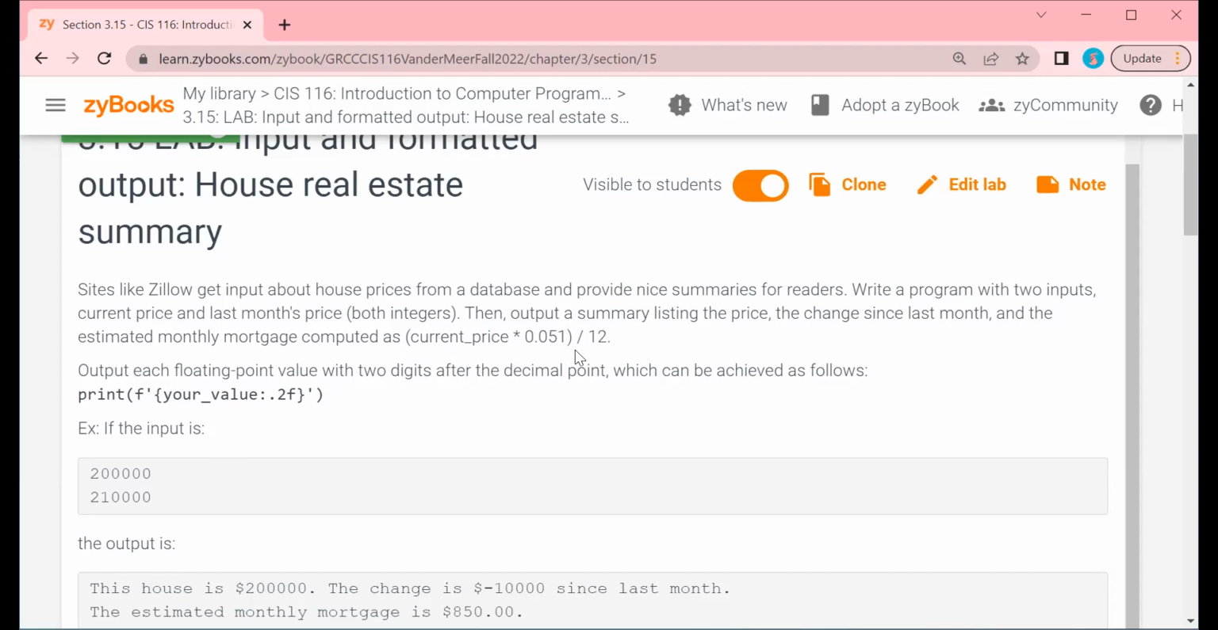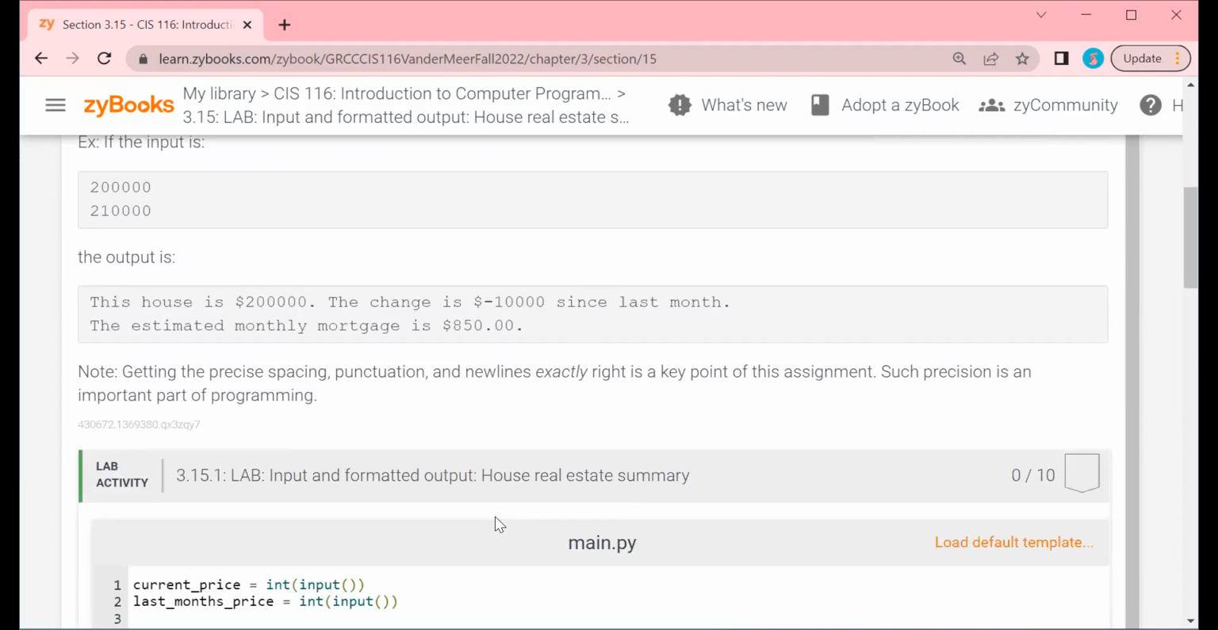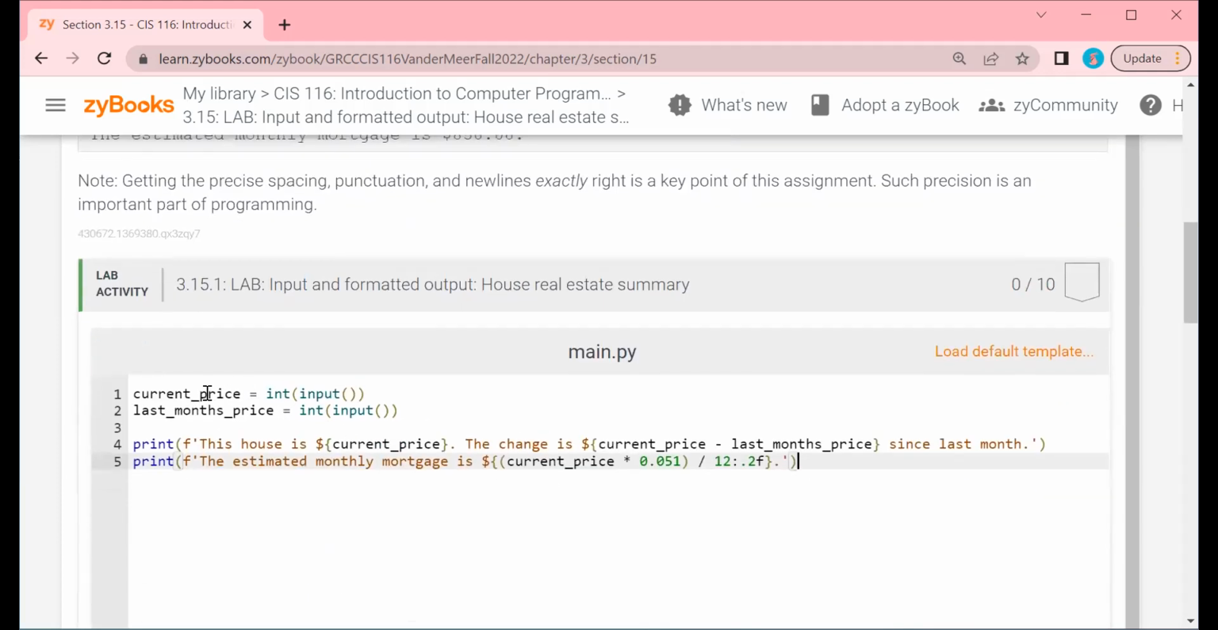So this one's a little bit easier, I think, as far as the calculations. It's not all that math dot square root, power raised to the x. That's confusing. But here, my house is worth 200,000. Last month it was 210, so I lost $10,000. But my mortgage is the current price, which is 200,000, times 0.051 divided by 12, which comes out to $850. So my two inputs are the current and the last month.